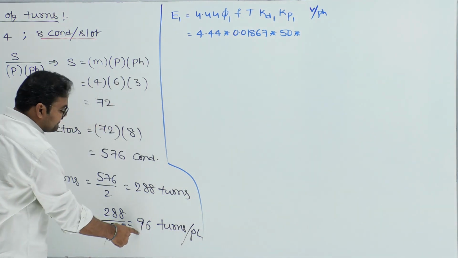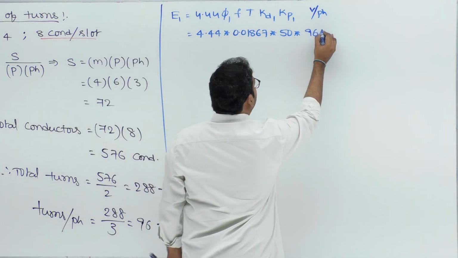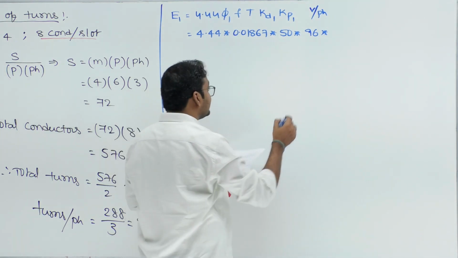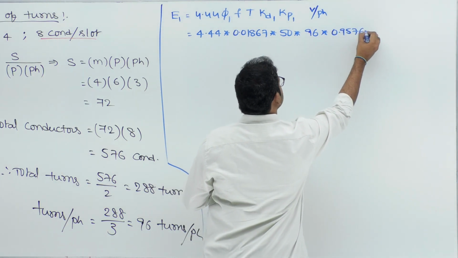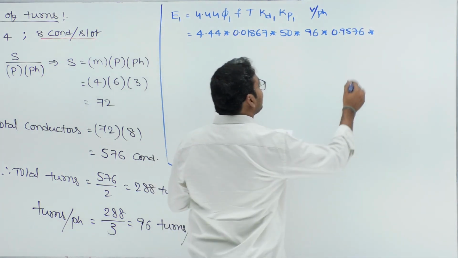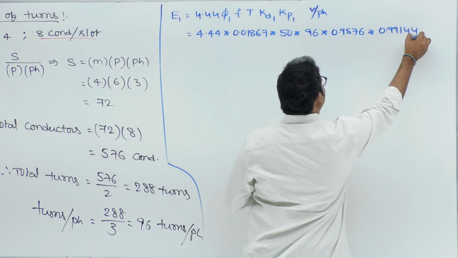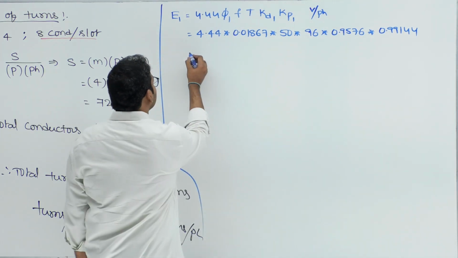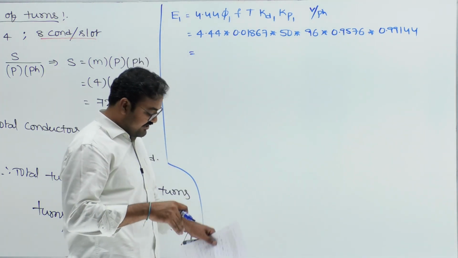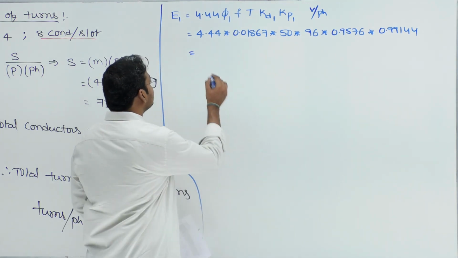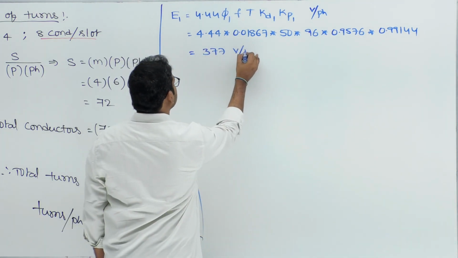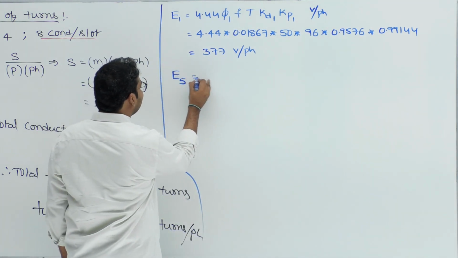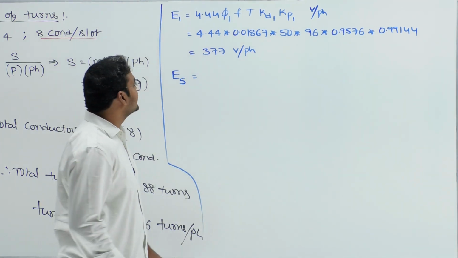How many turns per phase? 96. And what is the distribution factor for the fundamental harmonic? Let me see the answer we got. 0.9576. What is the pitch factor for the fundamental harmonic? 0.99144. All the values we already calculated; I am just substituting them. So if you do this, you will get the fundamental EMF per phase, and it will be equal to 377 volt per phase.